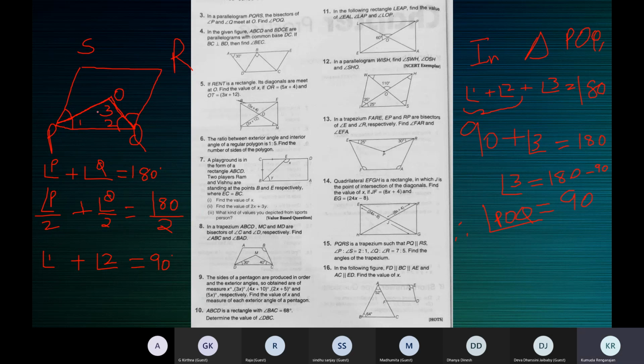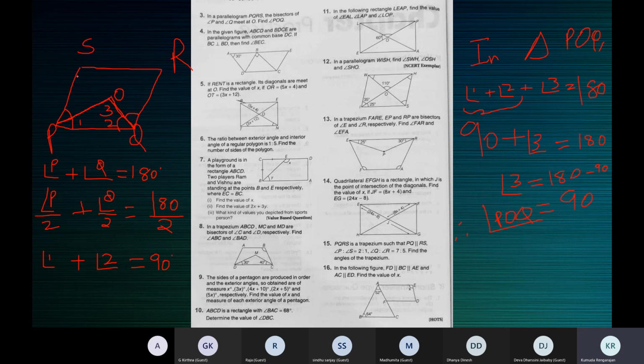So what we do, we mark the angles in triangle POQ. We'll call this half as 1, this one as 2, and this one as 3. Now we know we have to find angle 3. Okay, so what do we do? We'll start with some property of the quadrilateral.